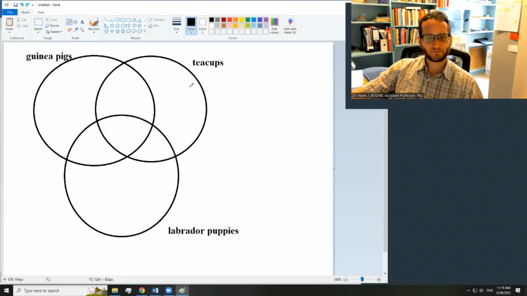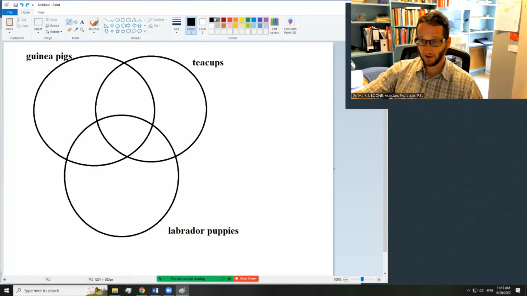Now, I feel like there's something I forgot to explain, and I don't even know what it was. Ah, yes, I was going to do one final thing. Let's just finish stating what is true about the categories of guinea pigs, teacups, and Labrador puppies. There is no such thing that's a guinea pig and a teacup. So both of these regions are empty. There's no such thing as a Labrador that's also a guinea pig. So that region is also empty.